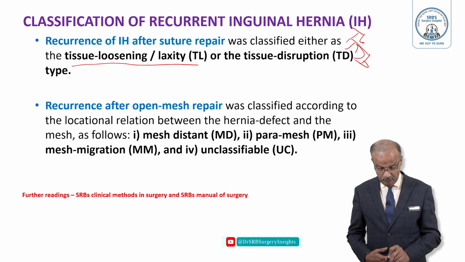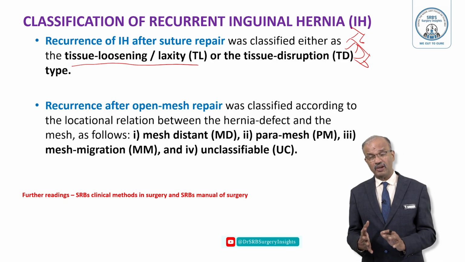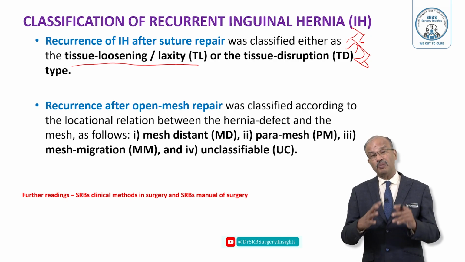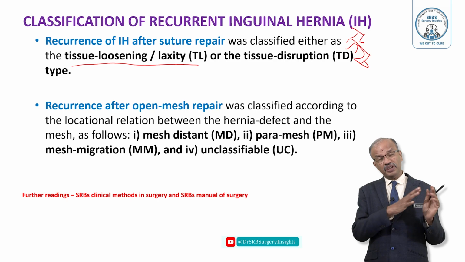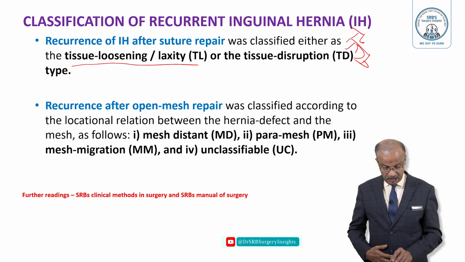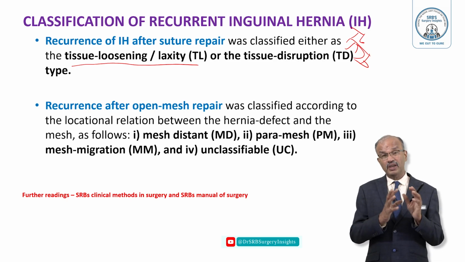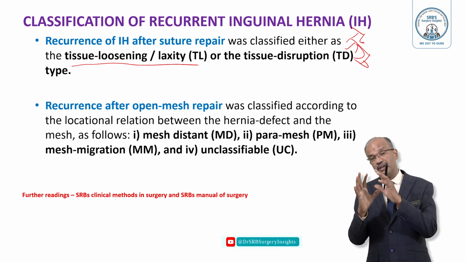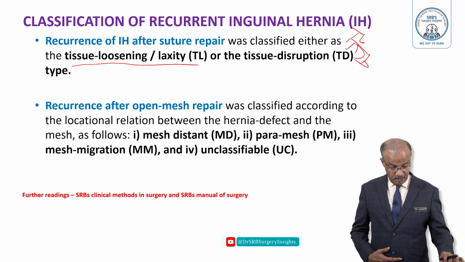Recurrence after open mesh repair is classified as mesh distant, where the recurrence is away from the mesh; paramesh, where the area adjacent to the mesh gets weakened; mesh migration, where the complete mesh gets migrated to another area and the entire defect is opened; and unclassifiable. So these are the classifications commonly used now to classify and label it.